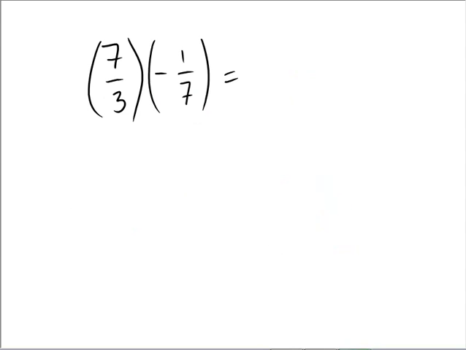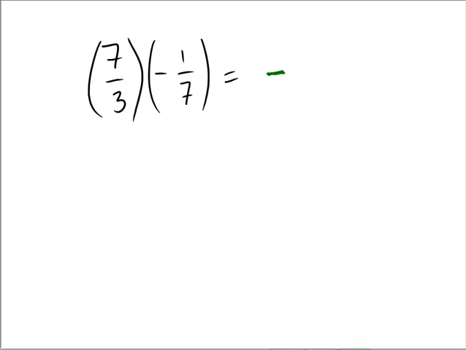Now, pause the video and try this one on your own. 7/3 times -1/7. Assuming you did so, you should notice that a positive times a negative is going to be a negative answer. So this answer at the end is definitely going to be a negative number.